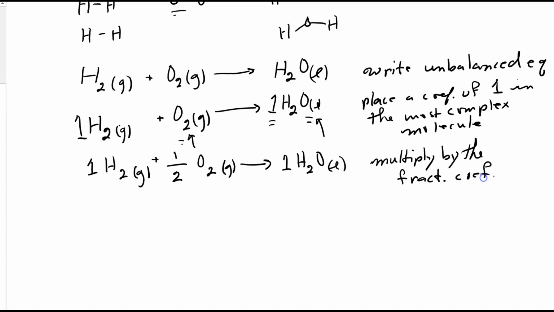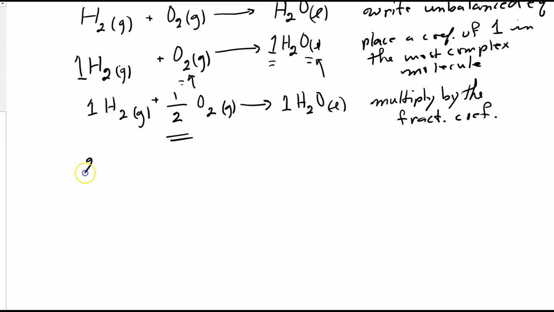Okay. Well, obviously we can't have half of a molecule of oxygen. So the next thing that we want to do is multiply by the denominator of this whole process. And just like in algebra, whatever you do to one side, you have to do to everything. So in this case, we would multiply by 2.